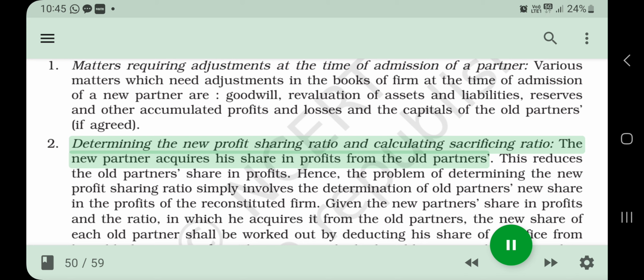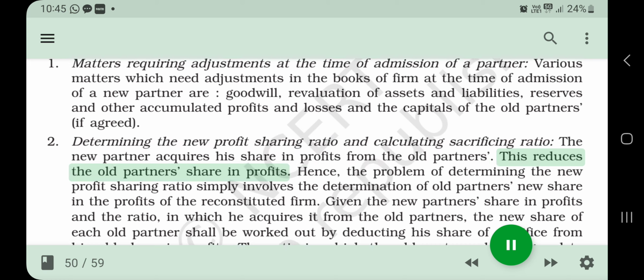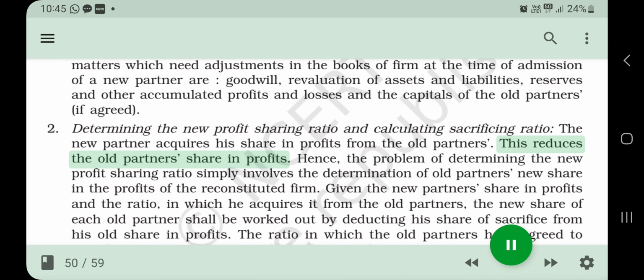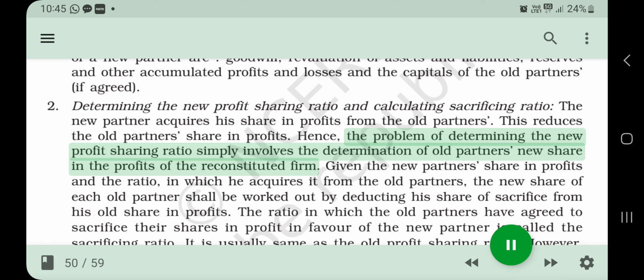The new partner acquires his share in profits from the old partners. This reduces the old partners' share in profits. Hence, the problem of determining the new profit sharing ratio simply involves the determination of old partners' new share in the profits of the reconstituted firm.